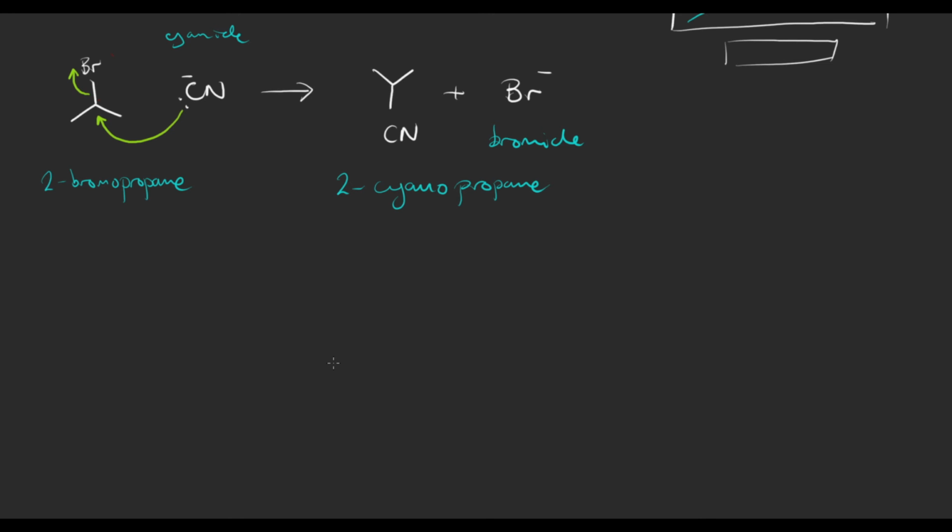Would it be a faster reaction if I was to react cyanide, for example, with bromopropane plus cyanide versus chloropropane with cyanide? So this is a good question. So which is faster? So maybe you just want to pause this for a moment and have a think about that and see if you can come up with an answer as to which one's faster, but also, very importantly, why. So if you pause it now and have a think about that.